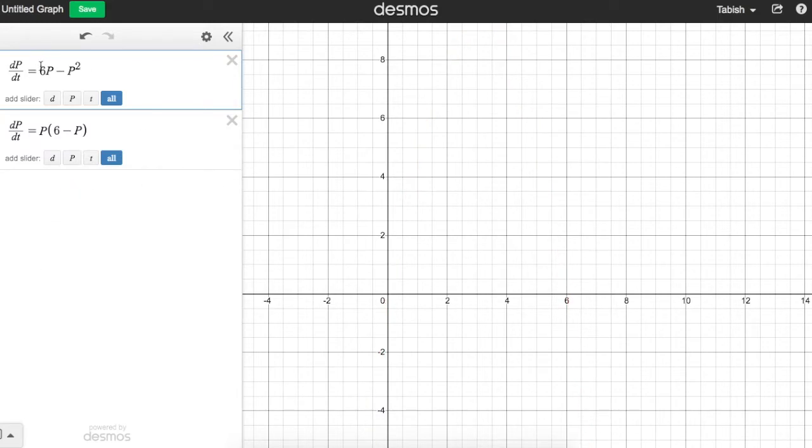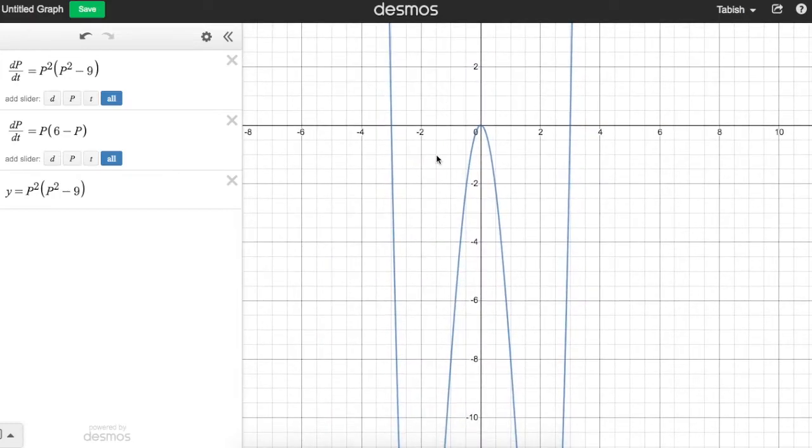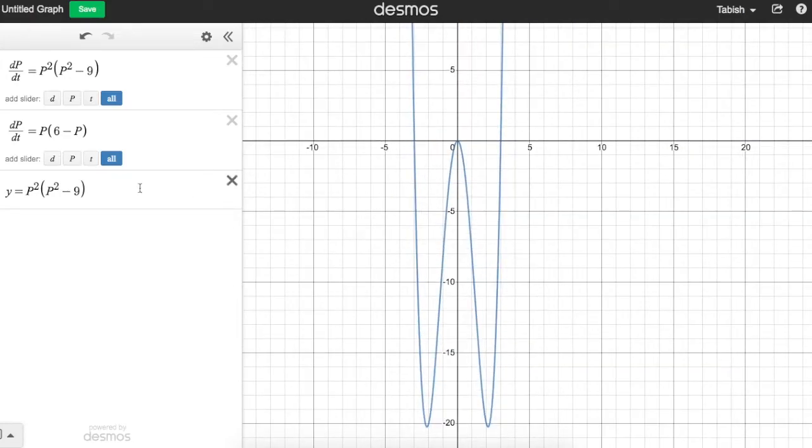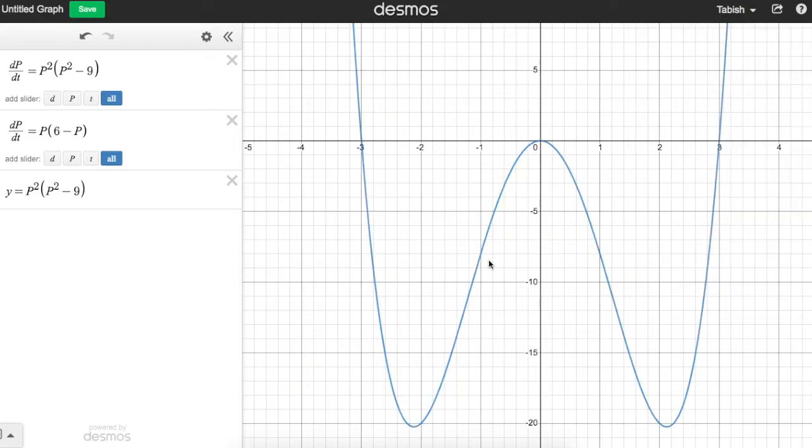So let's try out a different function. How about we go with p squared times p squared minus 9. Let's graph this and see what it looks like. So this gives us this function, which is a quartic function, because if we factor these out, we have p to the fourth and p squared. But let me just change the zoom and make it easier for you guys to see.